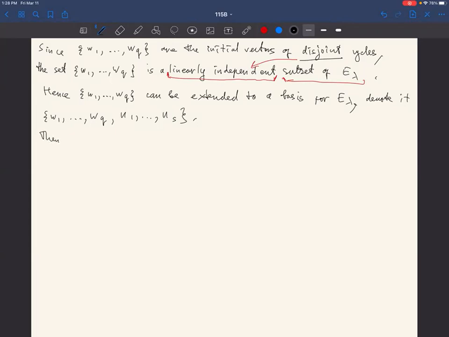Then we look at the following collection. I have gamma 1 tilde, gamma 2 tilde, etc., gamma q tilde. These are all the cycles I already have. And I add several cycles consisting of a single vector. So I add U1 through US. Okay, so these are all disjoint cycles of generalized eigenvectors of T corresponding to lambda.